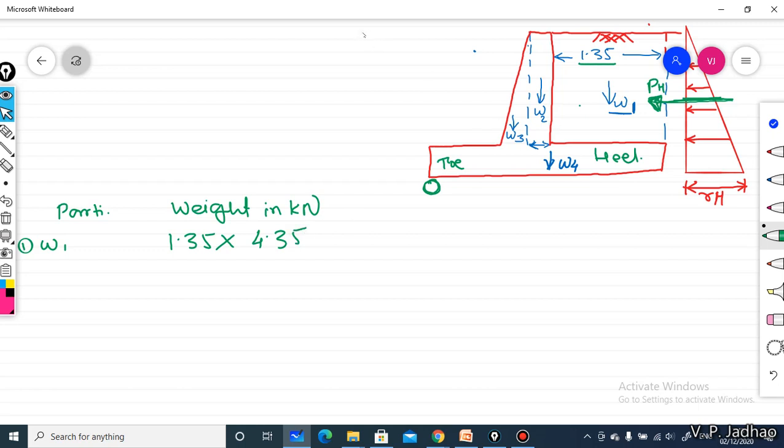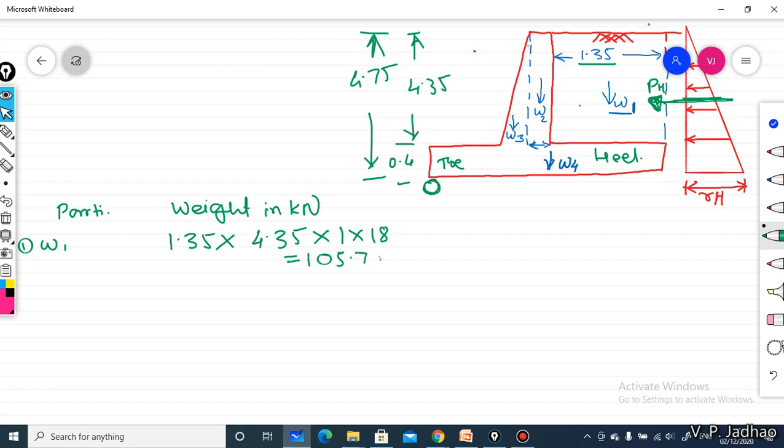So the height of your soil mass will be 4.35 meter, because this is 4.75 and this thickness is 0.4, so the height will be 4.75 minus 0.4, 4.35 meter, multiplied by 1 for unit length, and the weight density of your soil mass is 18 kilonewton per cubic meter. So this comes out to be 105.7 kilonewton.